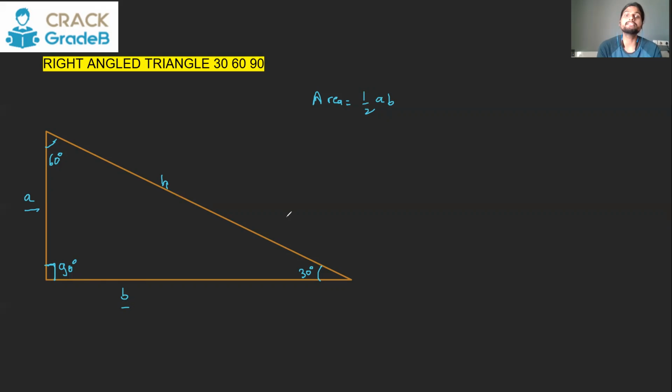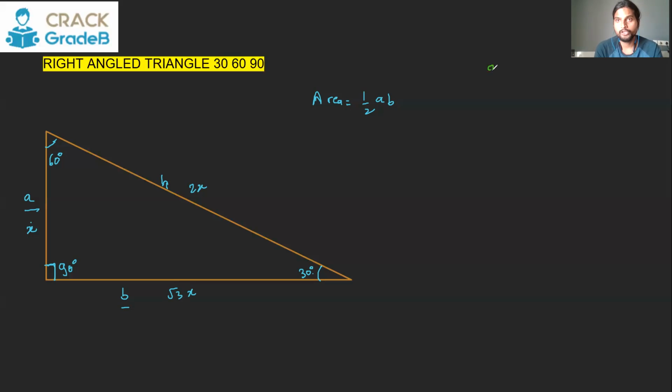But the important part is the ratio of the opposite sides. Let's say x: if the side opposite 30 degrees is x, then the side opposite 90 degrees is 2x and the side opposite 60 degrees is root 3 x. So they possess a specific ratio between the sides if it is a special triangle 30, 60, 90.